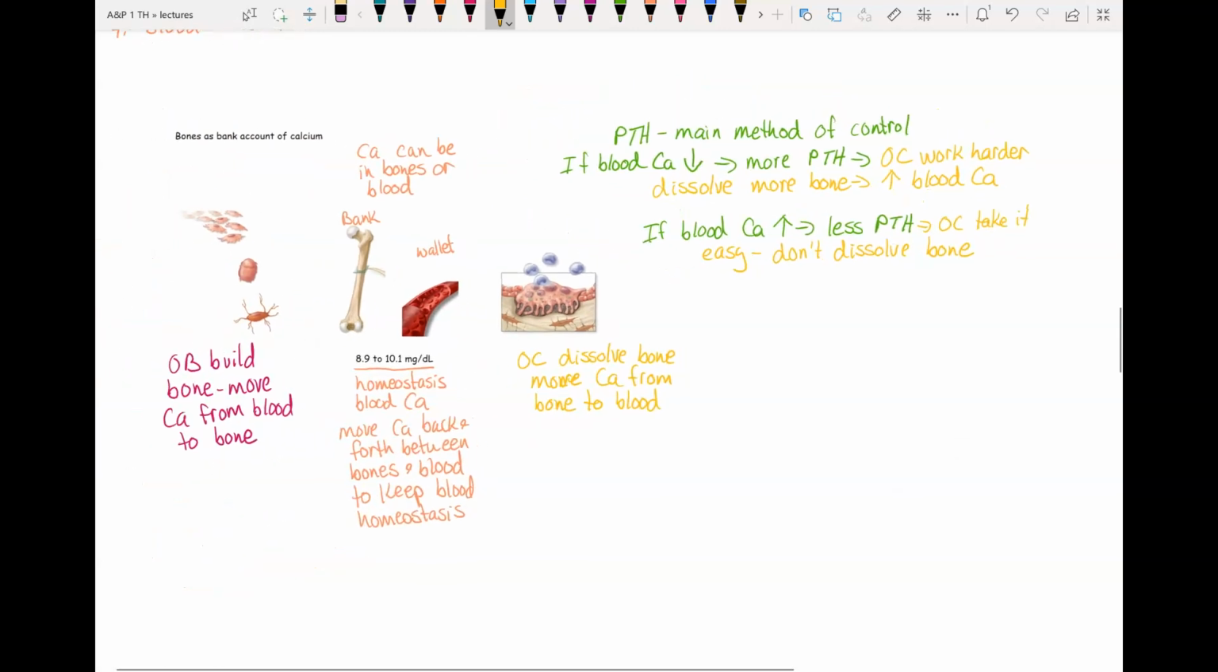So in an adult, that's the basics of what's going on. You just adjust your amount of PTH. If you need more calcium in the blood, you get more PTH, so you dissolve more bone. If you need less calcium in the blood, then you have less PTH and your osteoclasts just kind of take it easy.